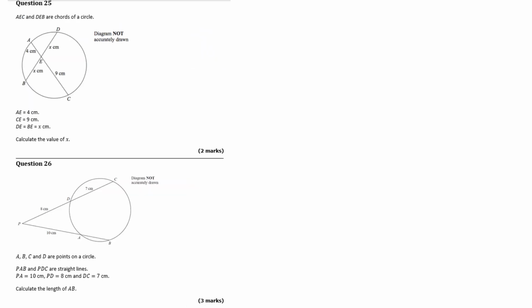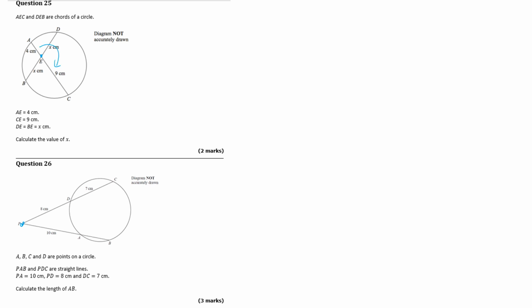Now I'm going to have a look at the intersecting chords theorems. When you have intersecting chords, they can either intersect inside the circle, like in this first question where they intersect at E, or outside the circle, like in this second question where they intersect at P. But either way, the theorem is the same.